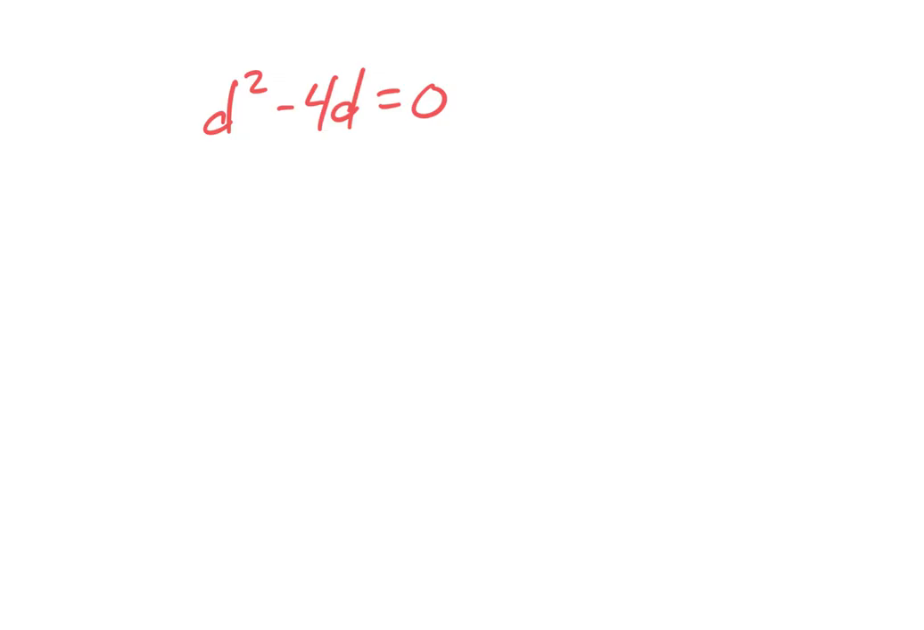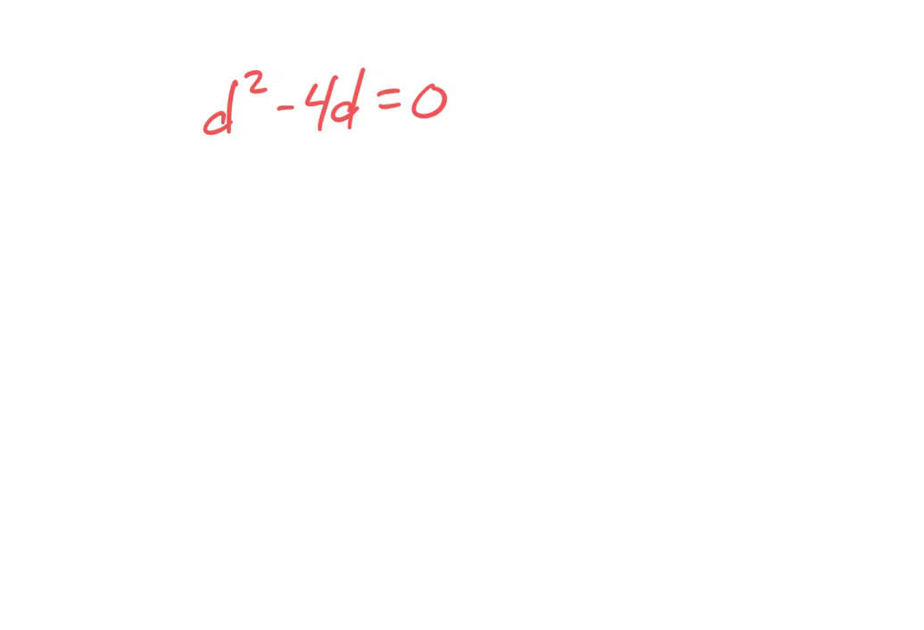Okay, so as I look at these two terms, first of all, we always want to make sure it's set equal to 0. If it's not set equal to 0, then we've got to get it set equal to 0. This one is already set equal to 0. So as I look at the left-hand side, what can I do to factor that? Well, that's where we go through all the different methods. But the first method we always look at is what?